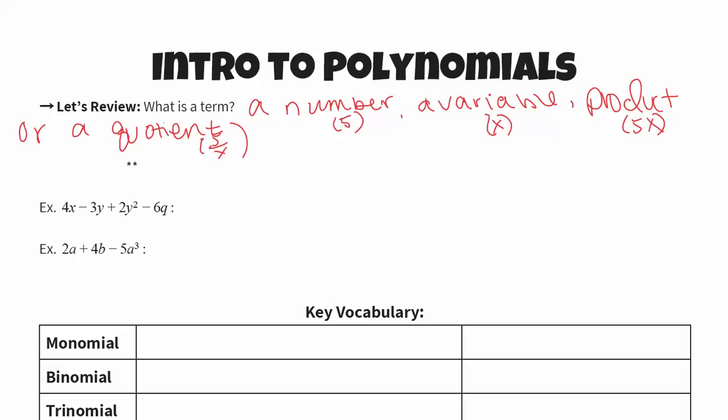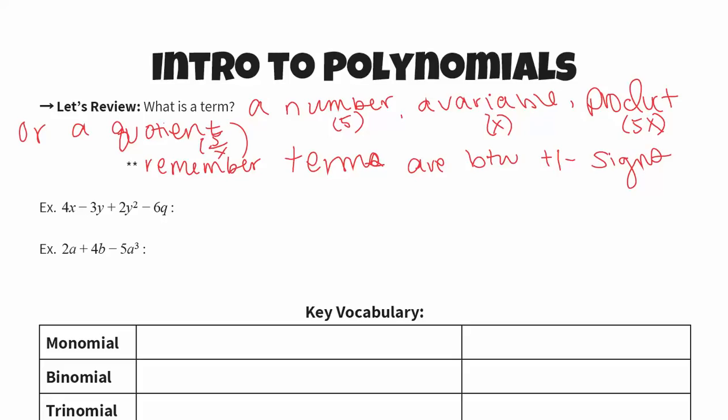Okay? We talked about terms in the beginning of the school year when we were combining like terms. So remember, whenever we combined like terms, we would draw slashes in front of our plus or minus signs because that's what distinguishes a term. So this star right here is to remember: terms are between plus or minus signs.